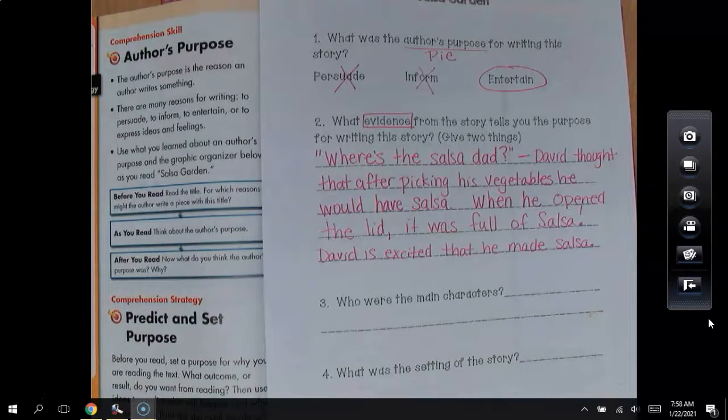Well, we picked Where's the Salsa, Dad? And then I explained it. David thought that after picking his vegetables, he would have salsa. Or when he opened the lid, it was full of salsa. I know that David was excited that he made the salsa. And I know this story is entertaining. It's about a father and a son doing something fun together, which is growing the vegetables and making salsa.